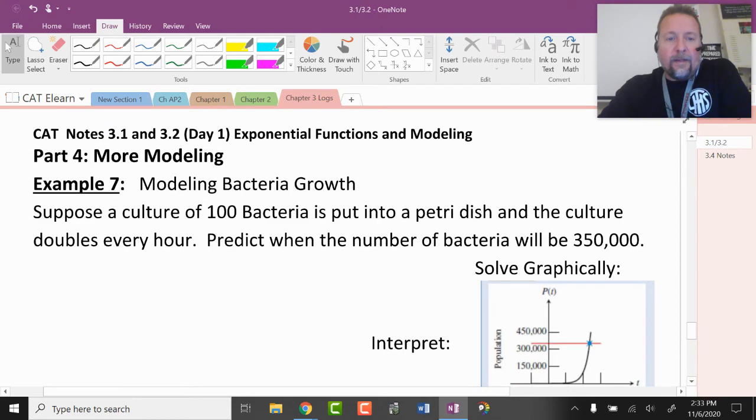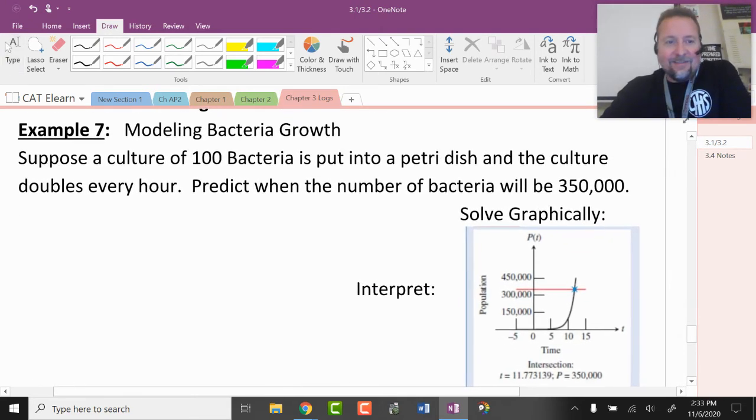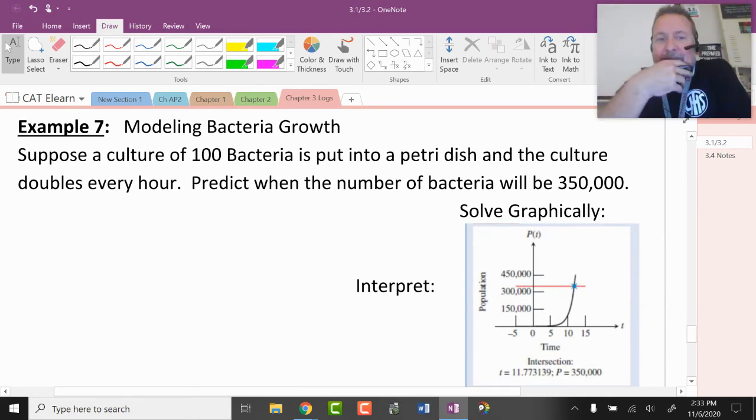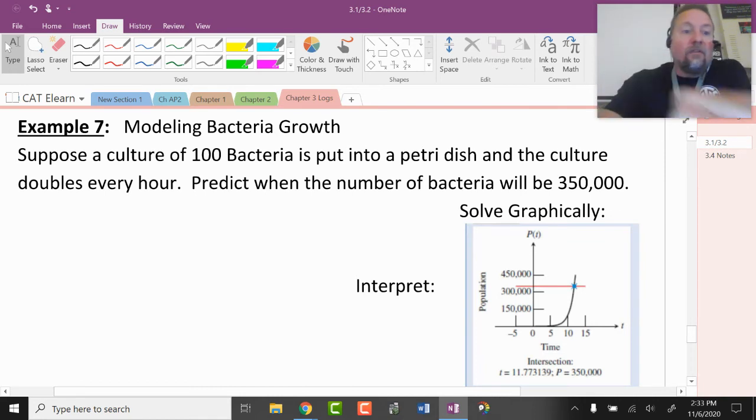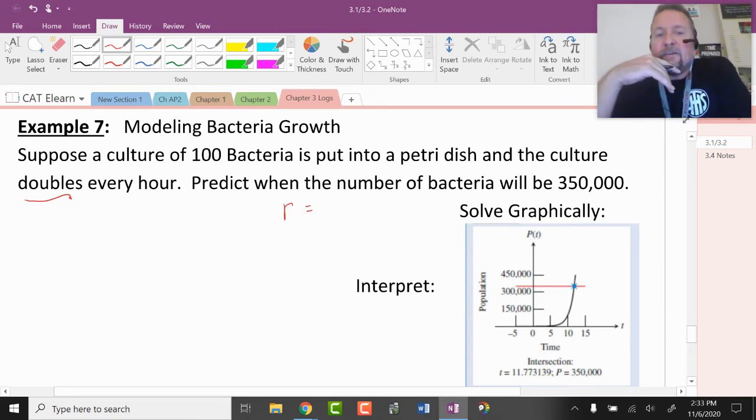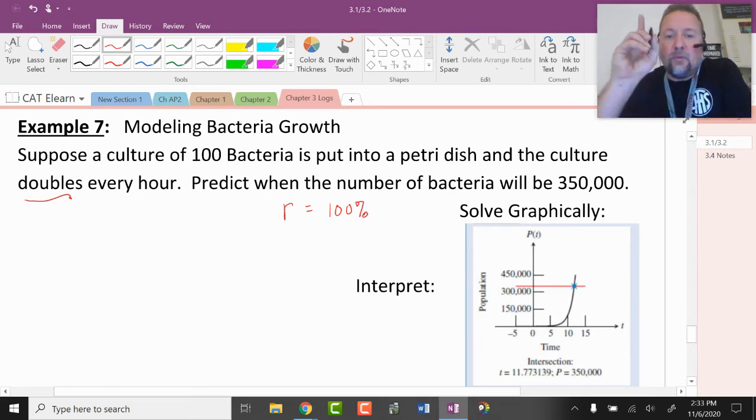Let's move on. Ooh, bacteria in a petri dish. Or is it Petri? I don't know. Suppose a culture of 100 bacteria is put in a petri dish and the culture doubles. So my quick question is, what's the rate of growth if your money doubles, if bacteria doubles? And I bet you people are going to say like 200% is your rate of return. Incorrect. Your rate of return is 100% if you double your money. You're getting 100% of your money back.